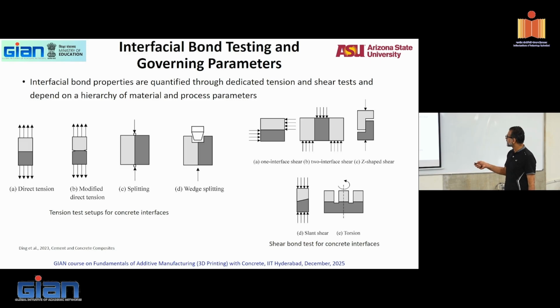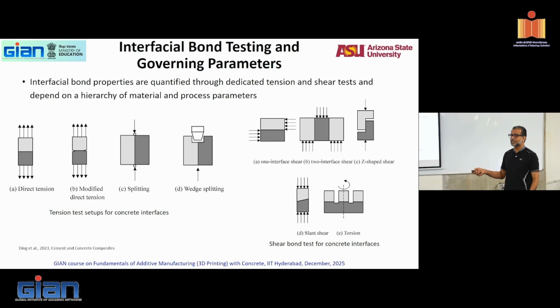You can do one interface shear, you can do two interface shear, you can do Z-shaped shear, you can do slant shear, you can do torsion. Your testing methods, you can go have a party with it if you want to know what kind of testing. So again, it's a very ripe field for research. Not much work has been done on what happens with all of these effects. How do you do interlayer, interfilament effects? What levels of shear strength do you need in the interface? All of those are still not well known.